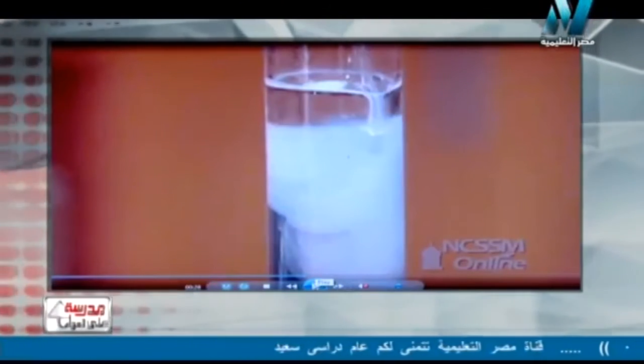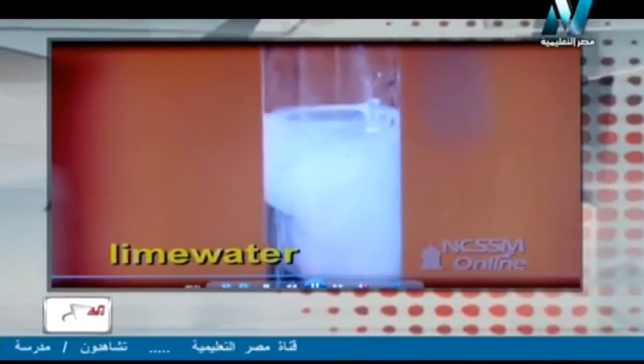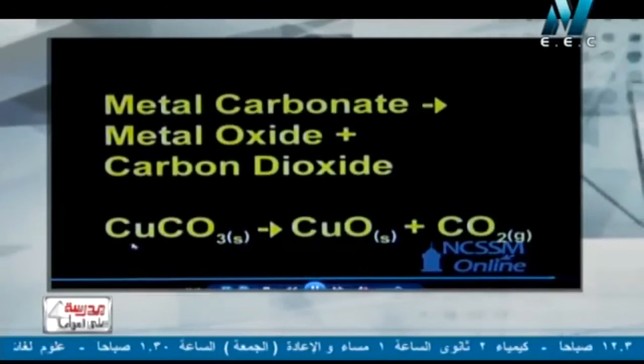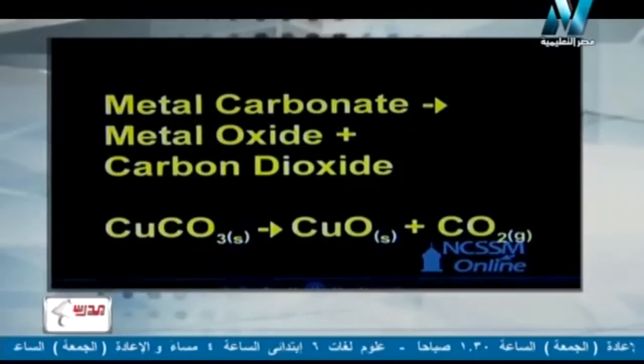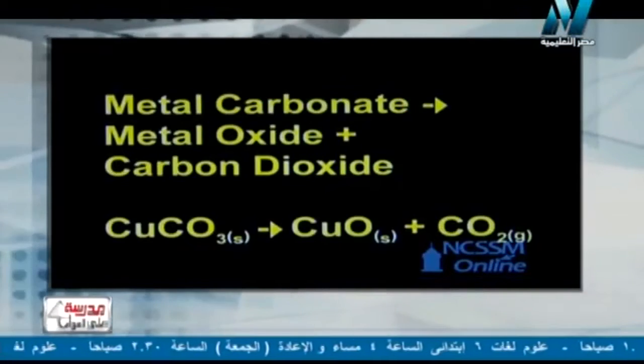We studied before in the primary stage and prep stage, how can we indicate the presence of carbon dioxide? By using lime water. Lime water will change from clear into turbid. Here we have lime water, here we have carbon dioxide, which makes it turbid. So we indicate the presence of carbon dioxide as a result from this chemical equation, as we have CuCO3 decompose into CuO and carbon dioxide gas evolves.